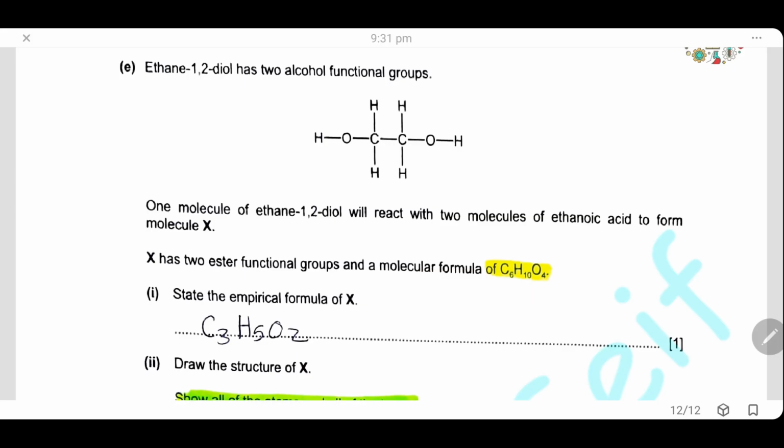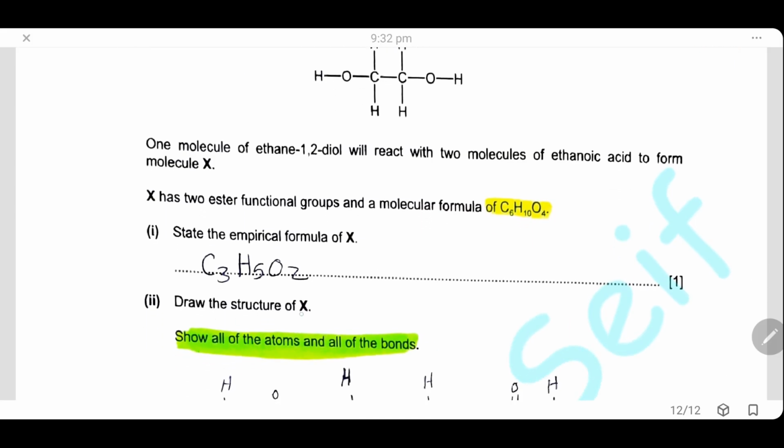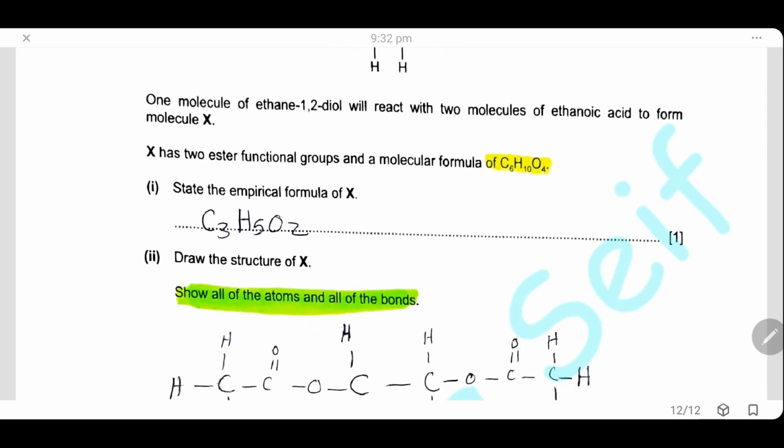And he wants the empirical formula of X. The empirical formula is the simplest whole number ratio of the molecular formula. So here we will divide these numbers by 2. Dividing the molecular formula by 2 to give the simplest whole number ratio, it will be C3H5O2. Then he wants you to draw the structure of the ester formed, labeled X.